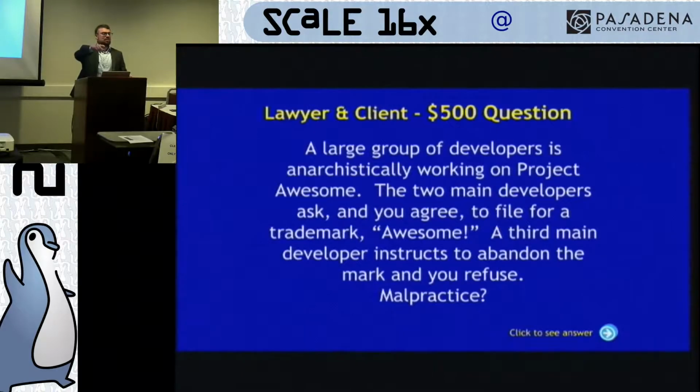There's more. Yeah, go ahead. Did you want to respond? I want to challenge what anarchistically I just mean. Well, I could have said a group of developers is working as an unincorporated association, but that's a little more boring.